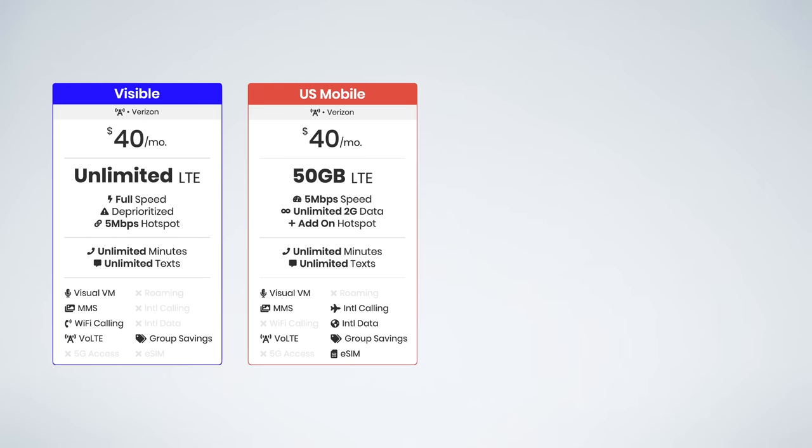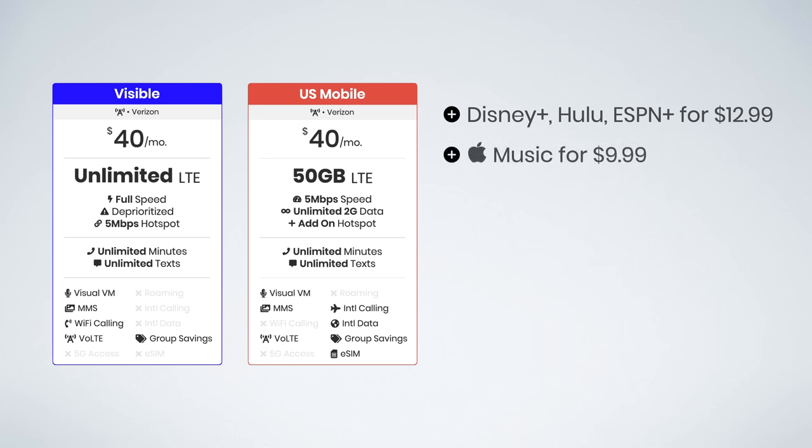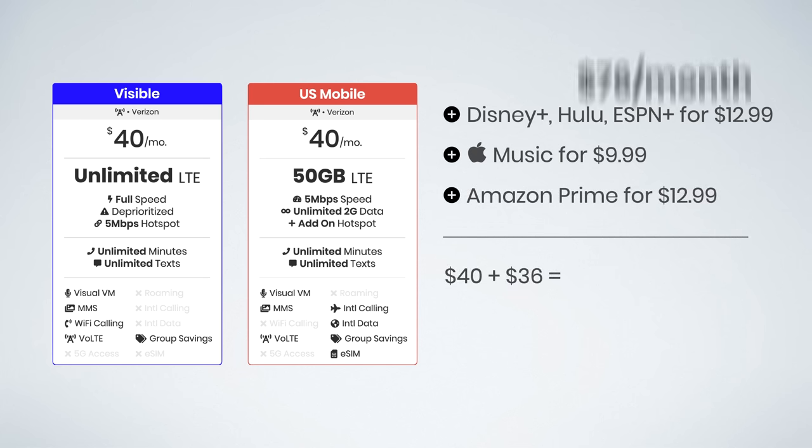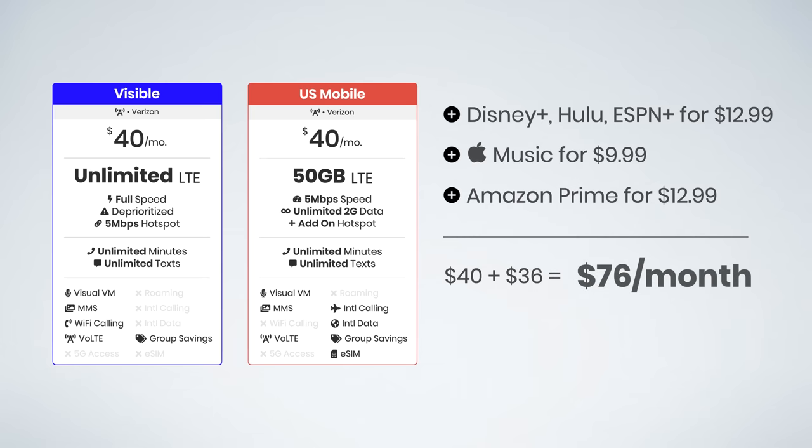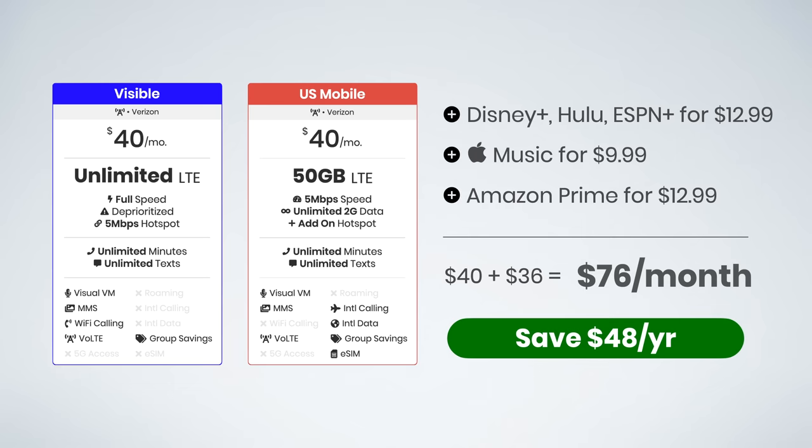Check this out. You can actually get a $40 unlimited plan from Visible and US Mobile with up to 50 gigs of LTE data. At the $40 per month price point, you can add on features such as Disney Plus, Hulu, and ESPN Plus, Apple Music, and even Amazon Prime, and you would still end up paying only $76 per month and save yourself $48 a year compared with Verizon Do More or Play More.